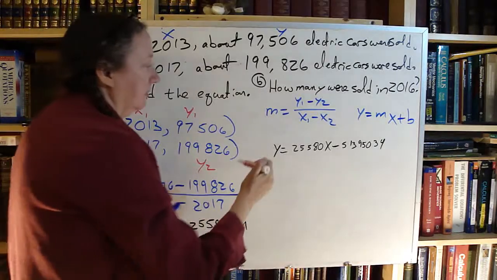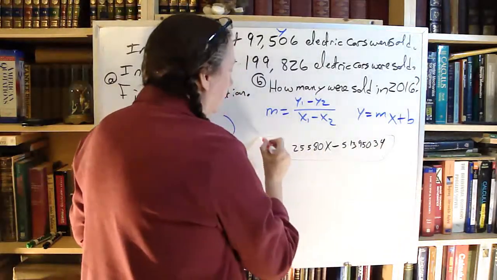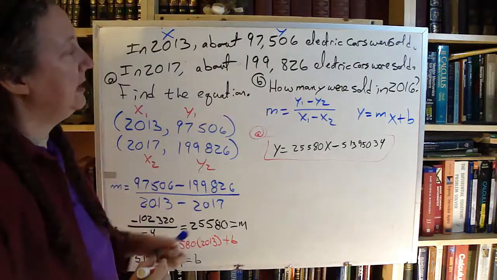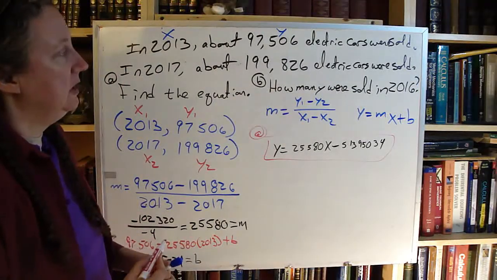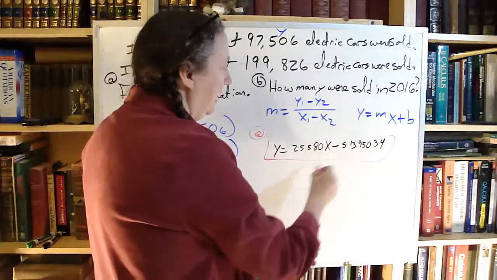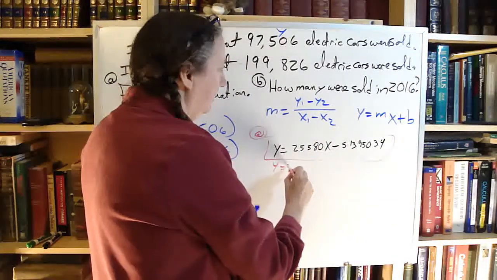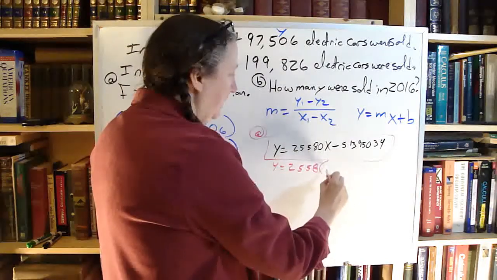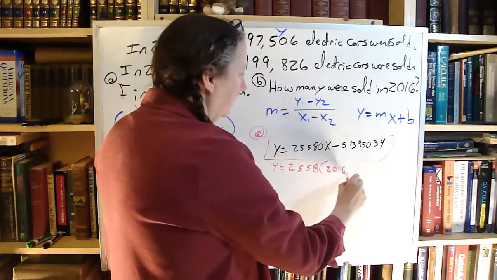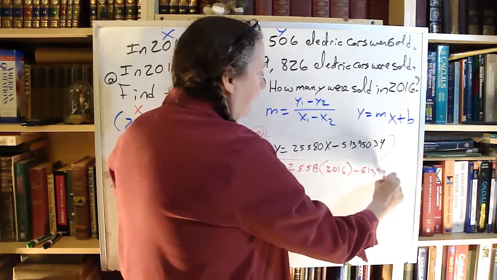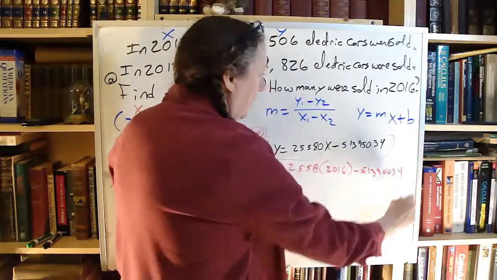Question B. Okay, so that was my answer for question A, temporarily. Question B, how many cars were sold in 2016? So here I take the 2016 and I replace x with that. So y is 25,580 times 2016 minus 513,95034.